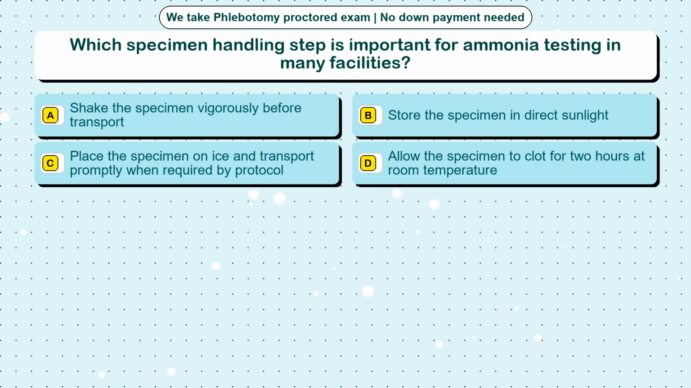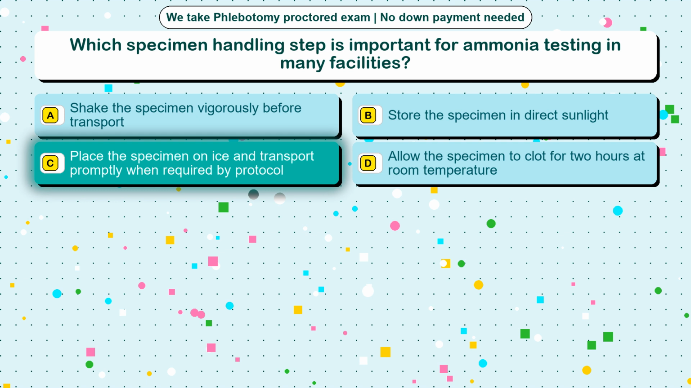Question 62. Which specimen handling step is important for ammonia testing in many facilities? Option A. Shake the specimen vigorously before transport. Option B. Store the specimen in direct sunlight. Option C. Place the specimen on ice and transport promptly when required by protocol. Option D. Allow the specimen to clot for 2 hours at room temperature. The correct answer is option C. Place the specimen on ice and transport promptly when required by protocol.